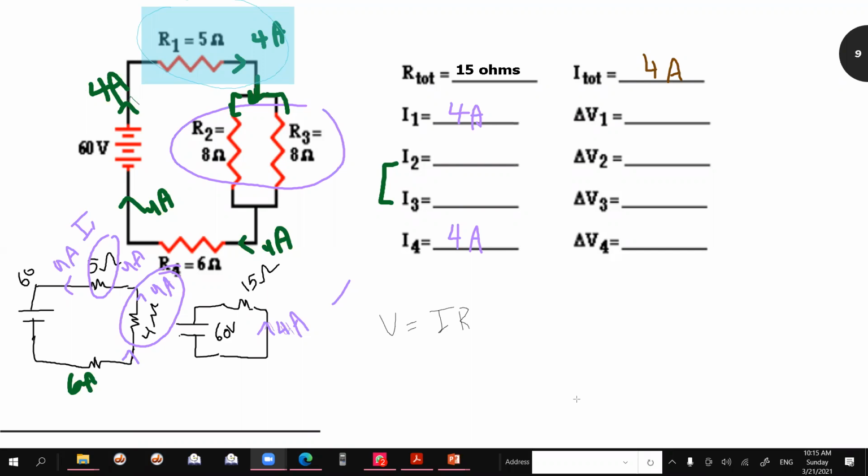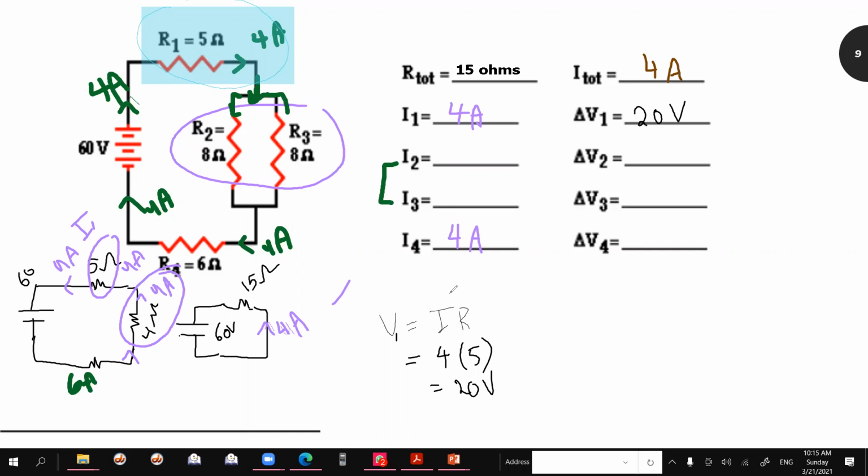Now, the voltage here is unknown. I is 4 and the resistance is 5. So from here, we find that the voltage at R1 is 20 volts. So that means delta V1 is 20 volt. This is here for V1.